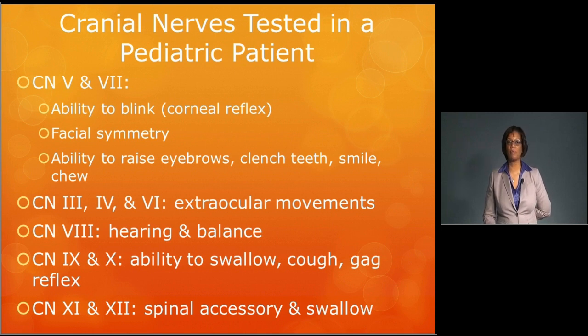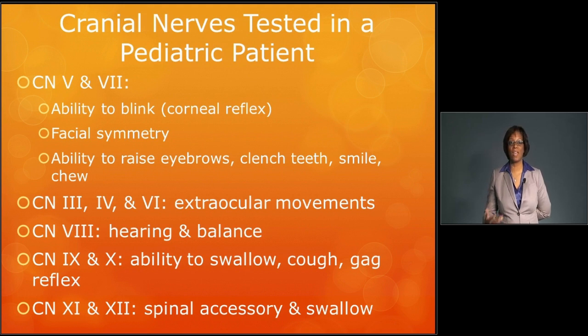We can also go ahead and progress and check all of the cranial nerves in a pediatric patient, and it does take some creativity to do this. So for example, cranial nerve 5 and 7, so that would be trigeminal. I think of trigeminal because the trigeminal nerve is called tri because it has 3 branches, but it's the 3 branches of the 5th cranial nerve is how I think about that. And then 7 would be the facial nerve.